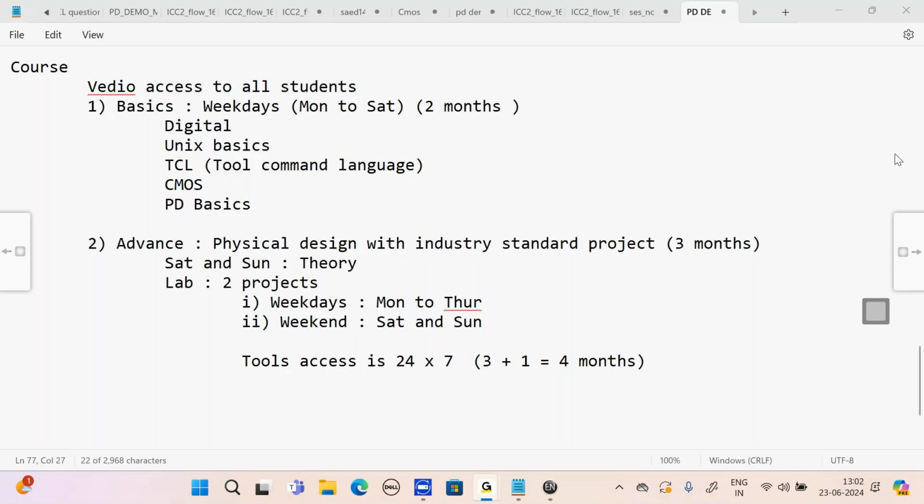But working on a tool is not very difficult, because along with the tool, they will give you the user guide, like your manual. In the lab, you have a manual, right? There will be a user guide. By seeing the user guide, you can learn any tool. But you should know the concept.